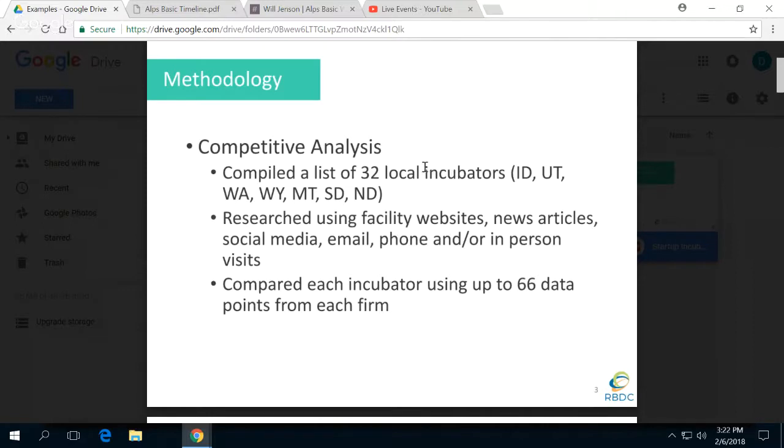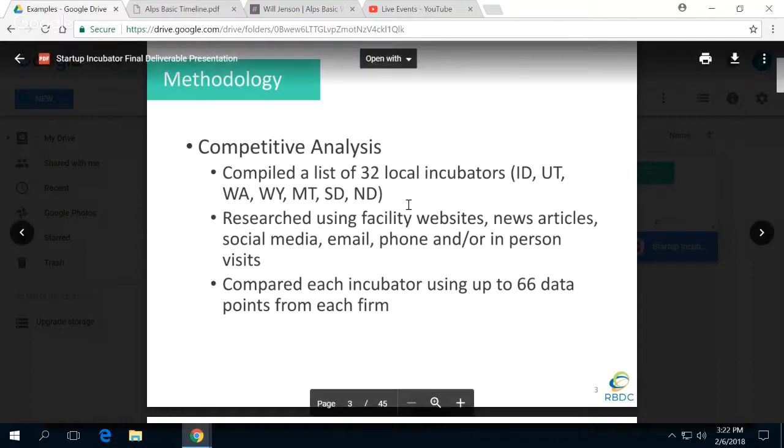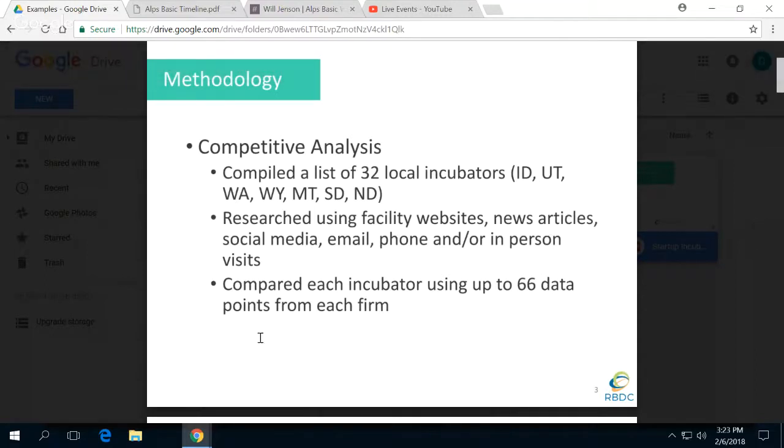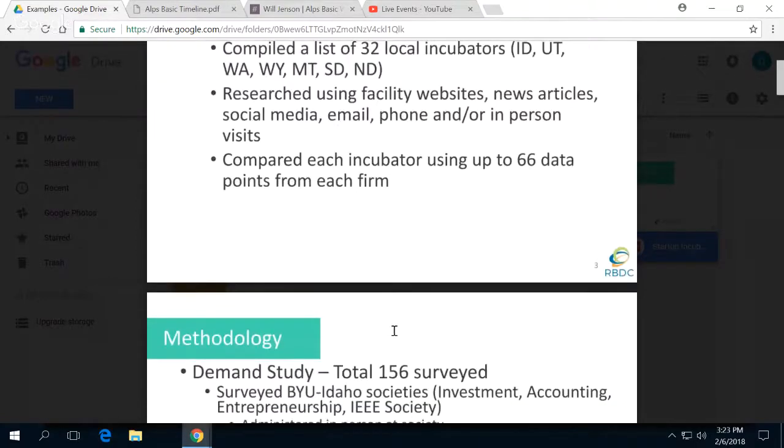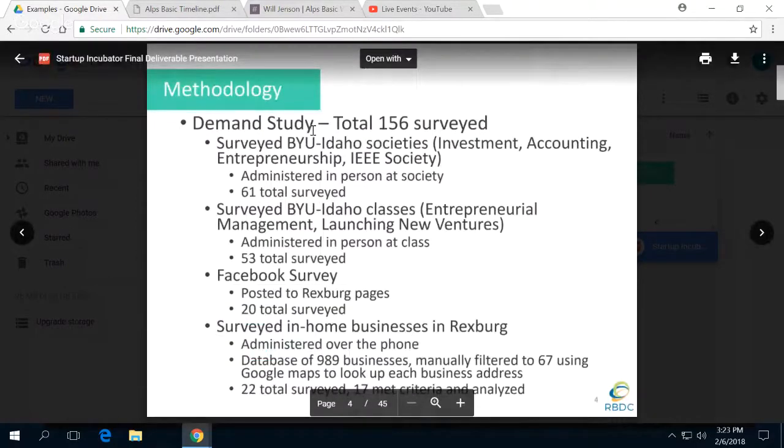These are for startups, basically a facility where they go to co-work together in these states. And then how we got our research. And then we talked about how much research we got: 66 data points from each firm. Then we talked about the methodology for the demand. We did a bunch of surveys.